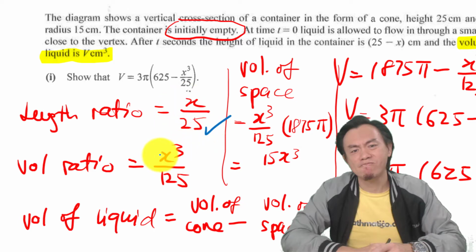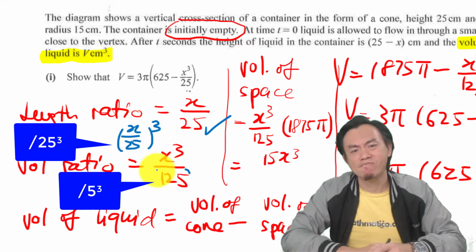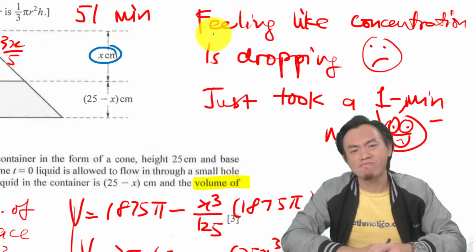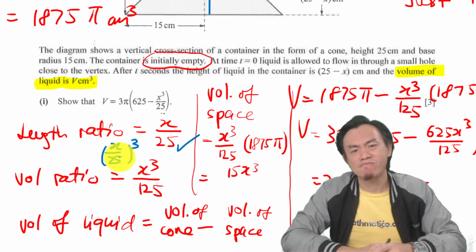So that's where my mistake was. It should have been x over 25 cubed, but somehow I did a 5 cubed over here. Yeah, I know, that was dumb. You can see I wrote over here, my concentration was dropping, right? And yeah, I messed it up. So if we have 25 cubed, this should have been x cubed over 15625.